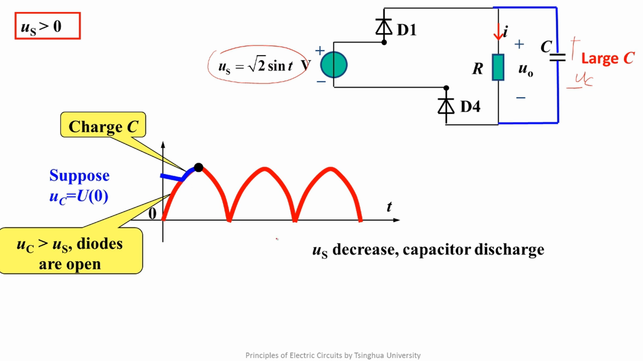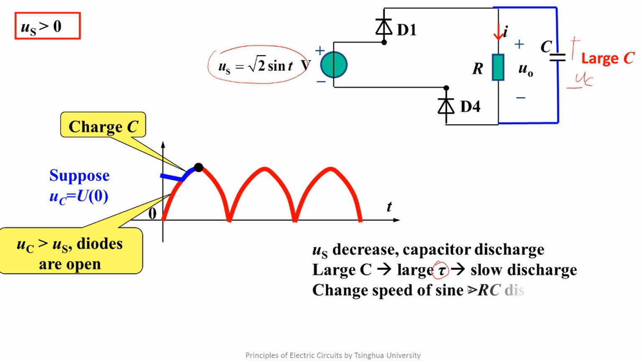When the source voltage reaches its maximum value and US decreases, the capacitor discharges to the load. The capacitor is very large, so tau is very large, and the discharge speed of the whole RC circuit is very slow. The change speed of the sine wave is faster than that of the RC circuit, so UC quickly becomes greater than US. D1 and D4 stay open, and the load is still the first-order RC discharging circuit.